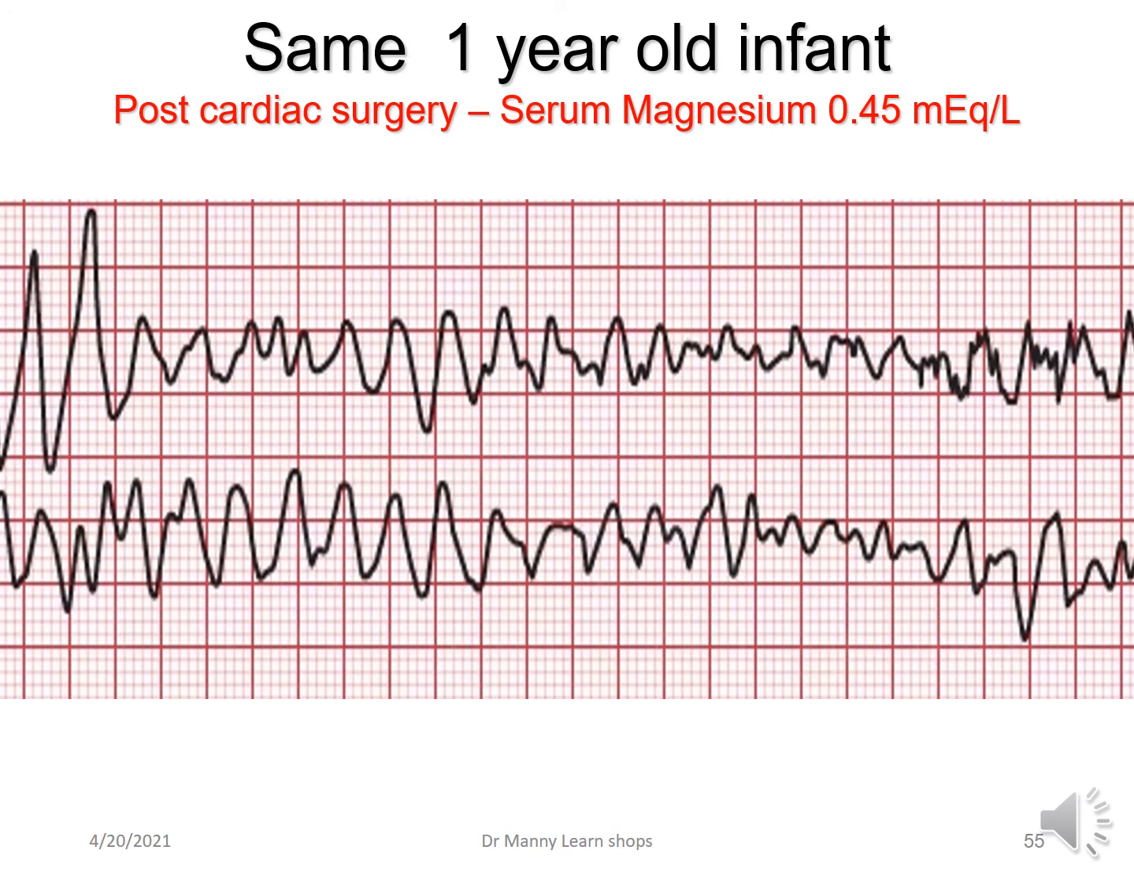Then you've got the same 1-year-old infant not long after. They've gone into this rhythm here, and you've called code blue. Why did you call code blue? Because this is ventricular fibrillation. This is coarse ventricular fibrillation, a life-threatening rhythm.